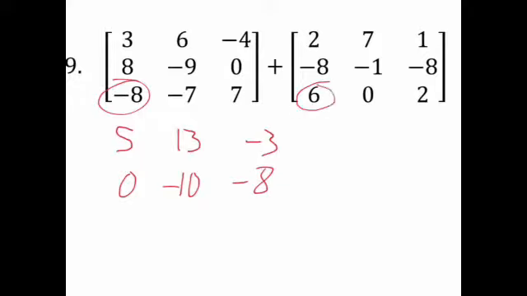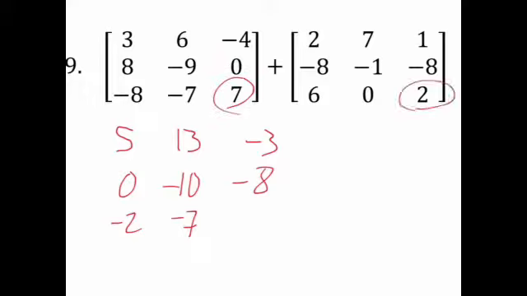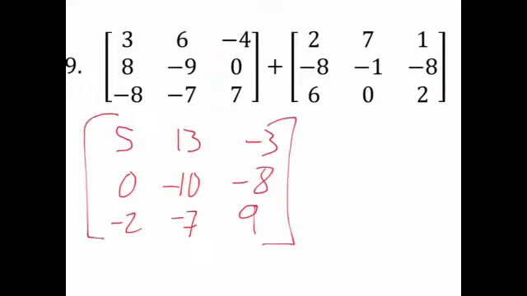Negative 8 plus 6 is negative 2. Negative 7 plus 0 is negative 7. 7 plus 2 is 9. And that's the whole matrix.